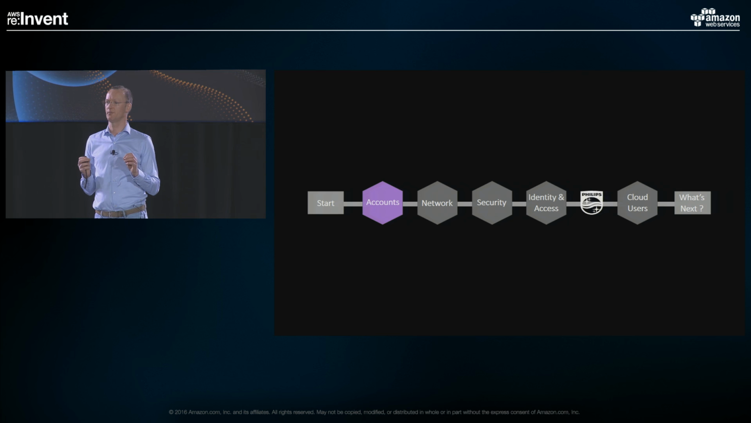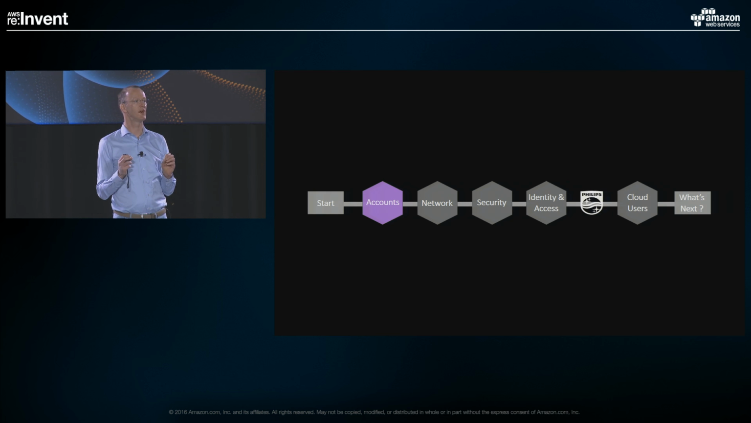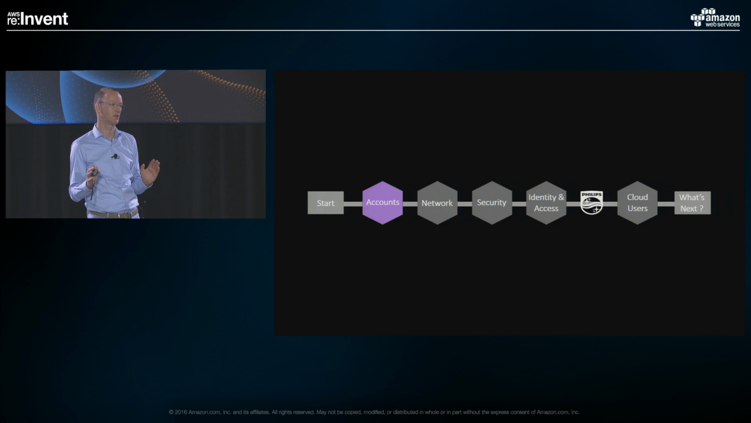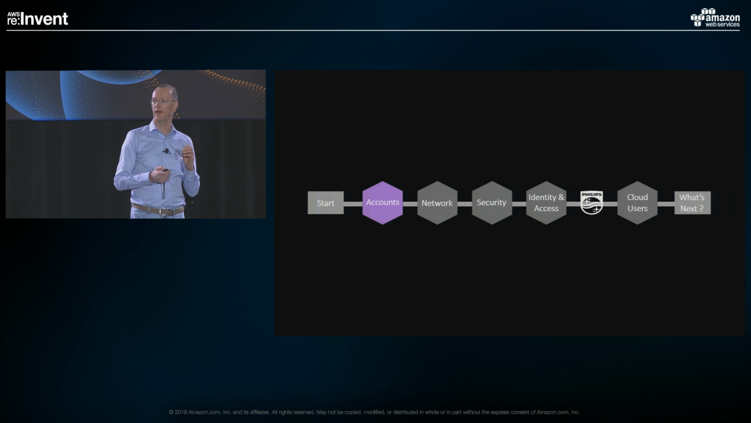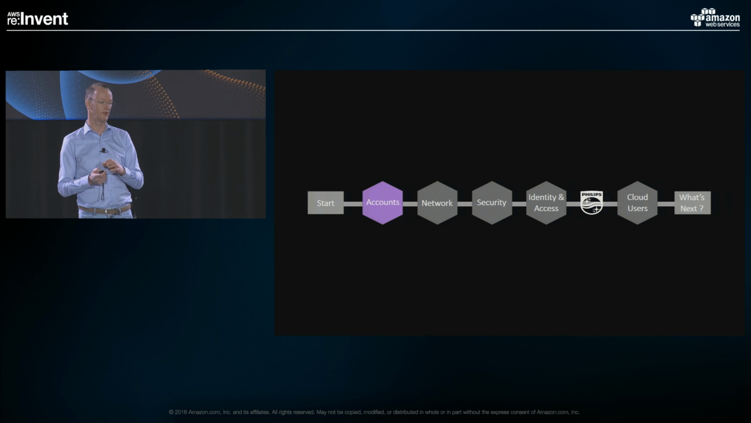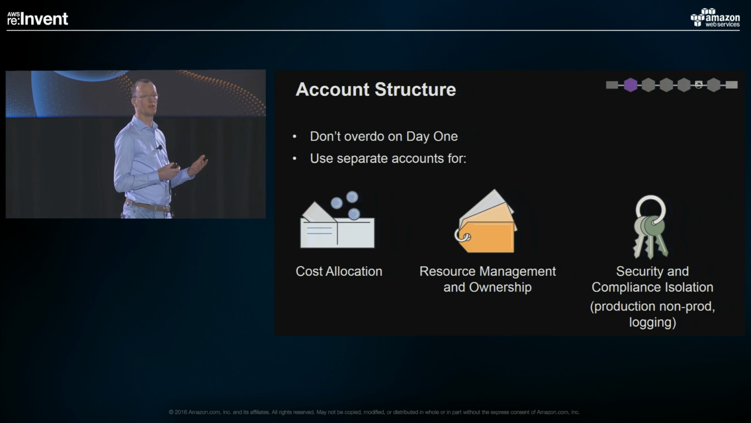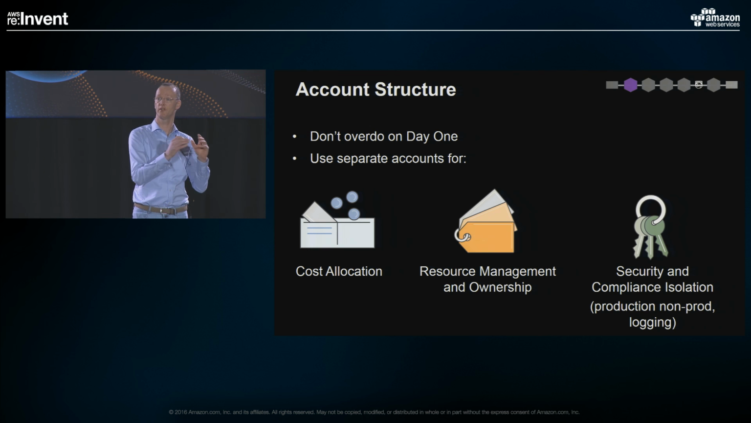The starting point in AWS is an account. An account provides you the highest level of segregation, and the good news is you can create as many accounts as you'd like. Accounts are not a scarce resource. At the same time, the recommendation is start simple. Don't overdo it on day one, but take into account that you want to have different accounts for cost allocation, different lines of businesses, segregation.